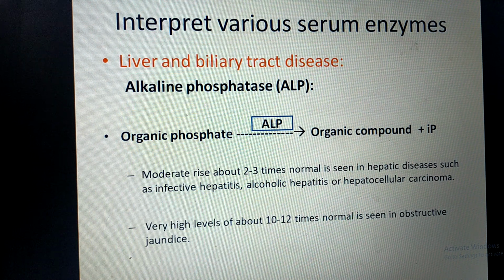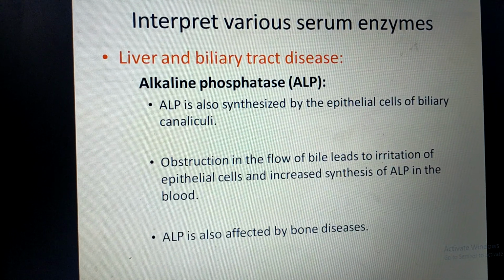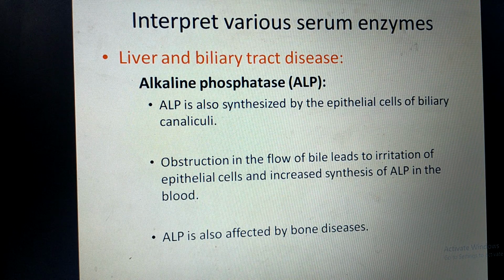So alkaline phosphatase helps us to distinguish obstructive jaundice from other types of jaundice. This is because alkaline phosphatase is synthesized by the epithelial cells of biliary canaliculi or biliary tree. If there is obstruction to the flow of bile due to any reason, then the bile gets stagnant in the biliary tract, and that bile irritates the epithelial cells of the biliary tract, and hence the epithelial cells will synthesize more and more alkaline phosphatase in the blood.